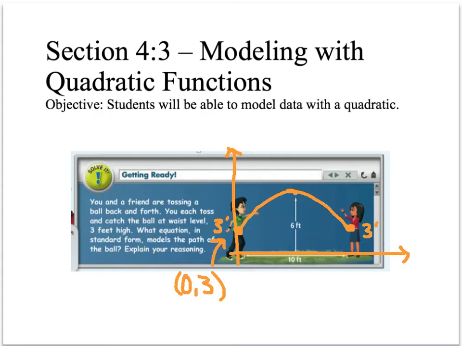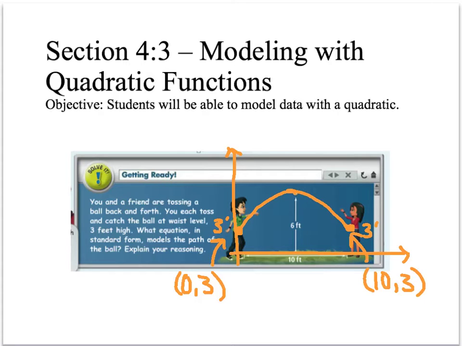So what would the point where the girl catches it be as an ordered pair? Lindsay? 10, 3. Right, because they threw it 10 feet, so that's going to be on your x-axis 10 feet, and then up 3 feet because that's where she's catching it, at her waist, 3 feet above the ground.